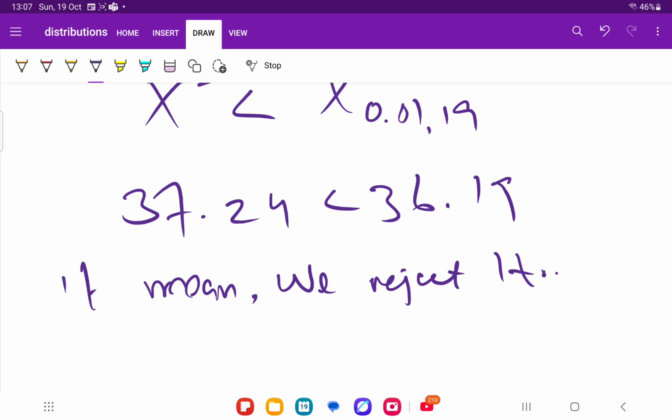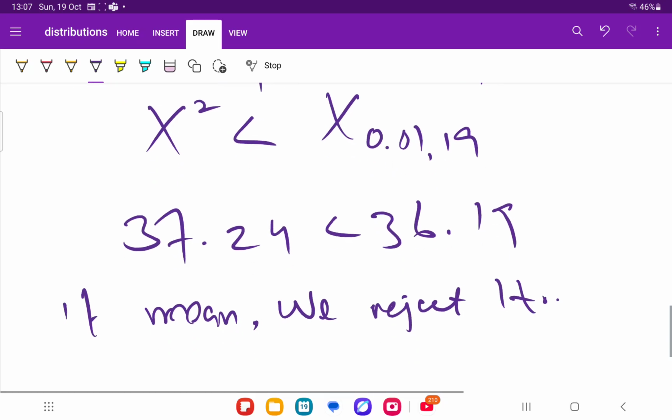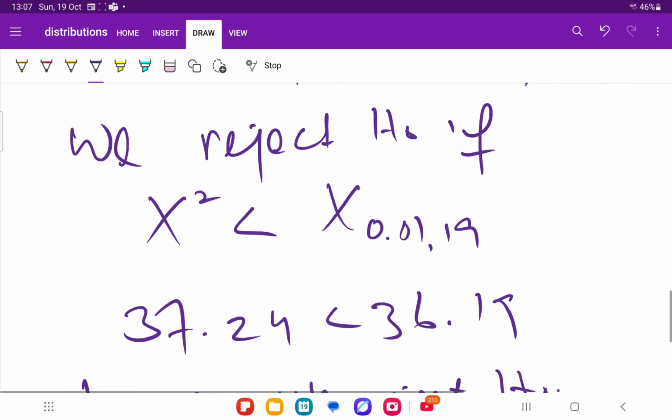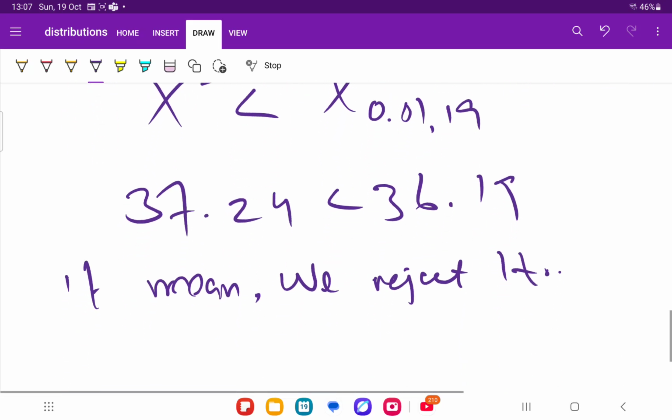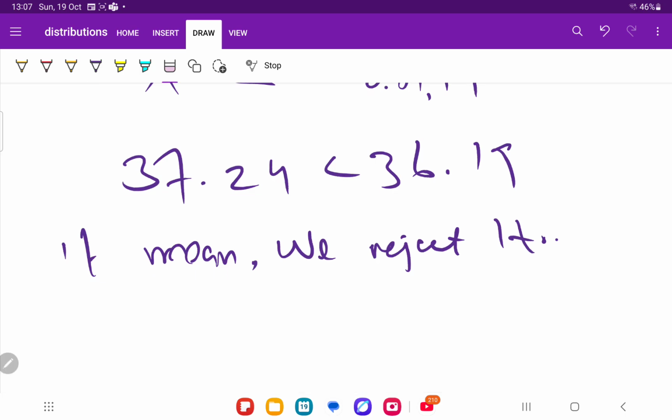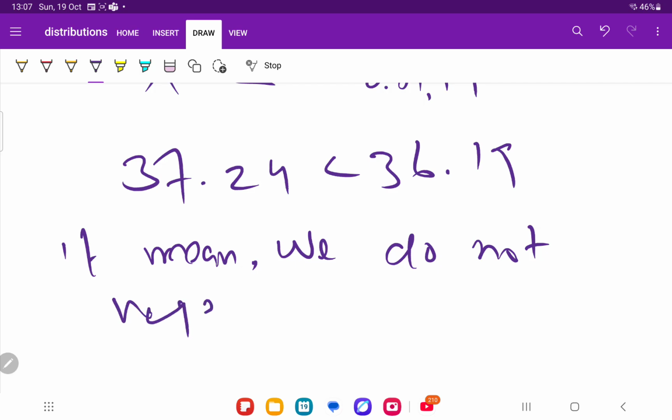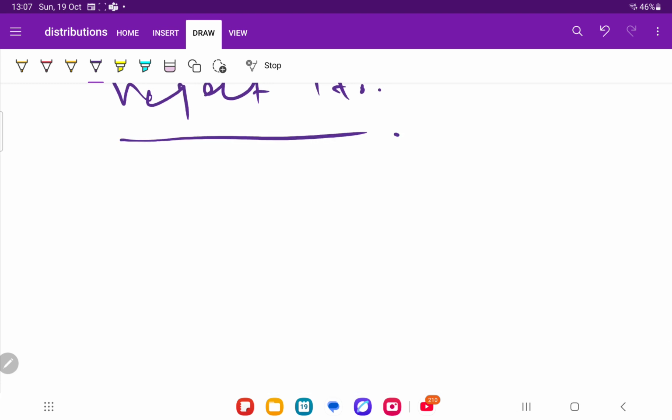Okay, so it means that we reject H naught if it is true. It means that we do not reject H naught. We do not reject H naught. So let me tell you a little bit about the hypothesis testing and correspondingly the way we form the rule.